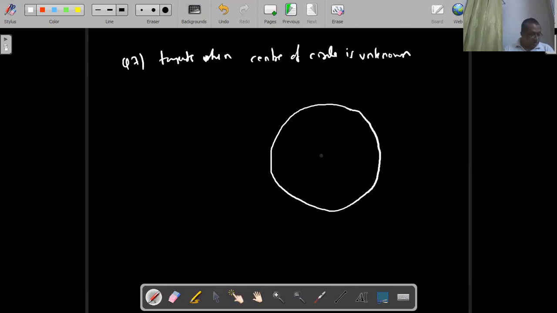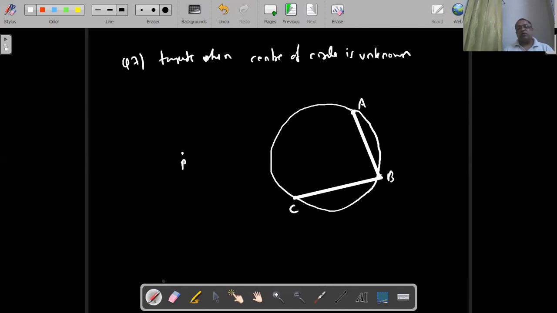And then the question is: construct a pair of tangents from a point outside the circle to this circle. So the first thing is to find the center, because I need to join O to P, but I don't know the center because I have not drawn this with the compass, I have drawn it with a bangle. So how do we find the center? You have done this process in class 9. So you can take any 3 points on the circle.